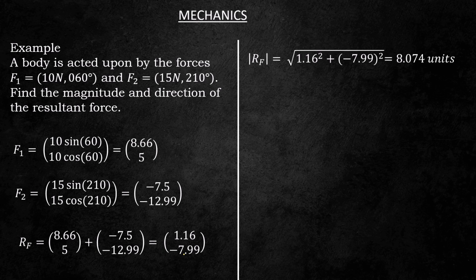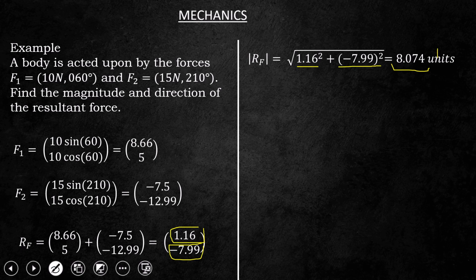Now we can find the magnitude. If the vector is given as 1.16 and negative 7.99, and we are to find the magnitude, we take the x component squared plus the y component squared, then we take the square root of everything. So don't forget to put this in brackets so that the negative will be squared. Now this is going to give me 8.074 newtons, not units, newtons, because we are dealing with forces.